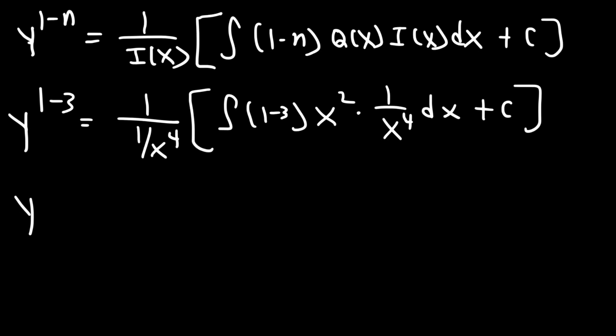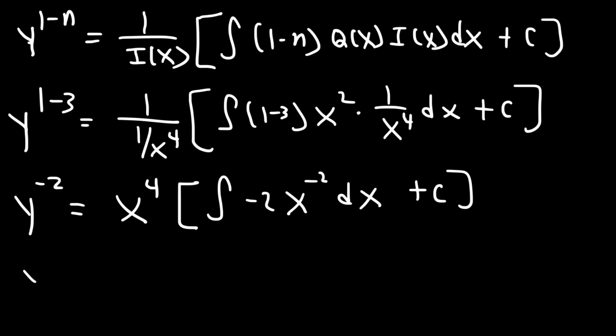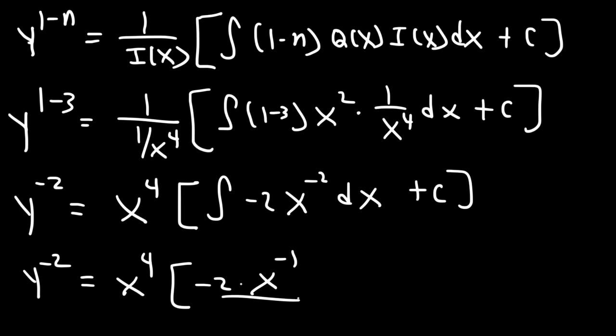Now 1 minus 3 is negative 2. And 1 divided by 1 over x to the fourth, well, that's going to be x to the fourth. So we have the integral of negative 2, and then x squared divided by x to the fourth. That's going to be 1 over x squared. But I'm going to rewrite that as x to the minus 2, so I can use the power rule. So the antiderivative of x to the negative 2, we need to add 1 to the exponent. Negative 2 plus 1, that's negative 1. And then divide by that result. And then plus c.